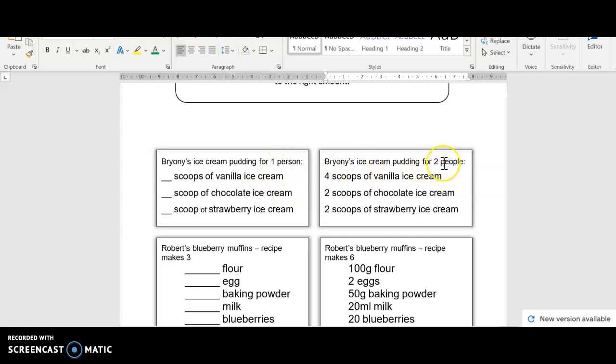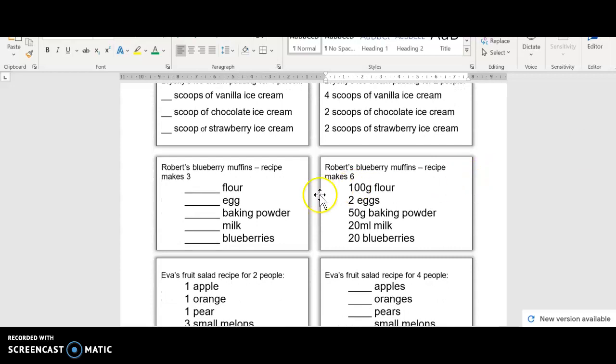We've got what we need for 2 people. For one person, look at the link. It's half of the amount, isn't it? So we would need 2 scoops of vanilla ice cream, 1 scoop of chocolate ice cream, and 1 scoop of strawberry ice cream to make Bryony's delicious ice cream pudding for one person.